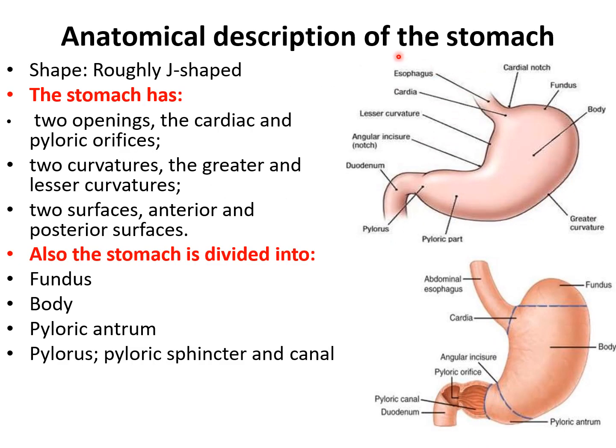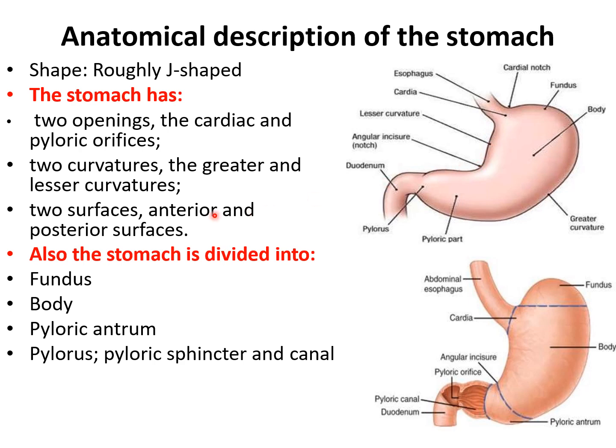Anatomical description of the stomach. The shape is roughly J-shaped. The stomach has two openings, the cardiac orifice and the pyloric orifice. This is the cardiac orifice and here you can see the pyloric orifice. Then it has two curvatures, greater curvature and lesser curvature. This is the lesser curvature and this is the greater curvature.